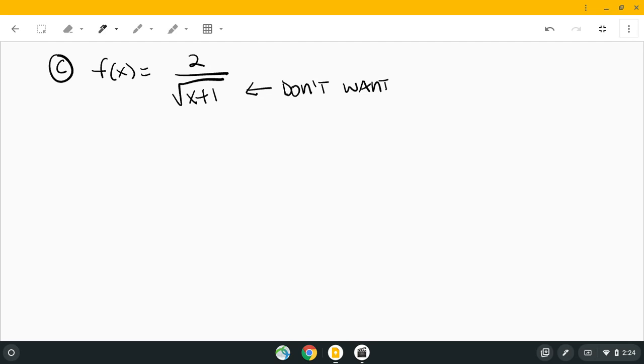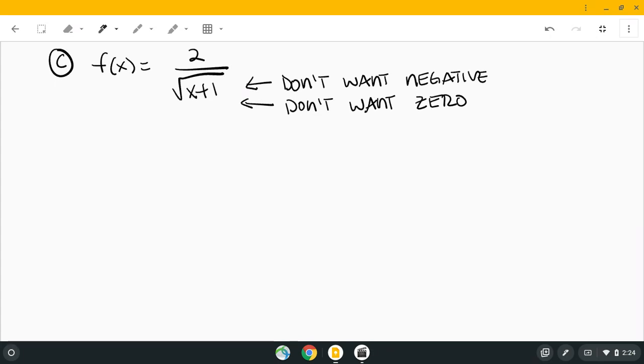And we don't want it to be 0. Okay, so we don't want negative because it's under a square root. But also, we don't want 0 because it's in the denominator, right? So there's two things here. We don't want it to be negative and we don't want it to be 0.